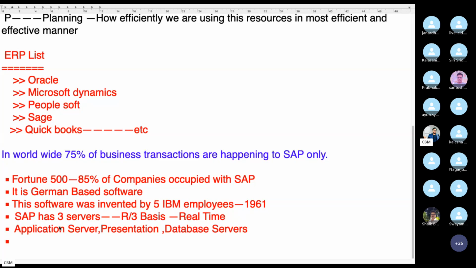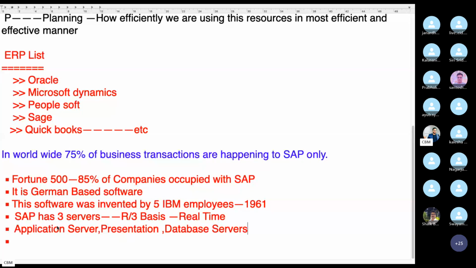In the next classes I will tell you clearly what is application server, presentation server, and database server, and will give you some examples. And this is complete S4 HANA. I will discuss regarding R3. So SAP has 3 kinds of servers or layers: application server, presentation server, and database server.